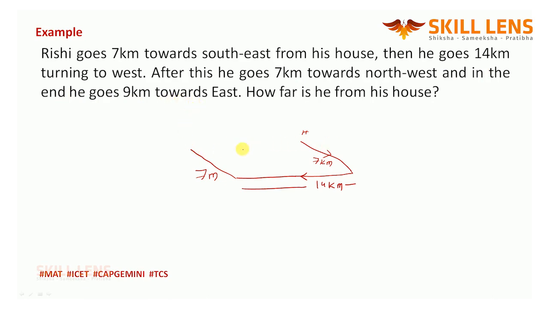Then northwest and he goes 9 kilometers towards east. So east means this direction exactly. So in this direction he traveled 9 kilometers east. How far is he from the house? If he travels this extra distance, he will reach. This has to be 14, so he traveled till here. He needs to travel 5 kilometers more so that he can reach his home. Just read the question and try to draw the diagram, get your answer.